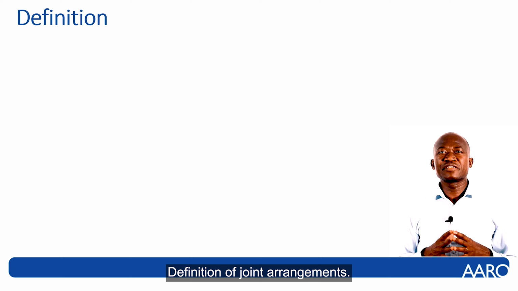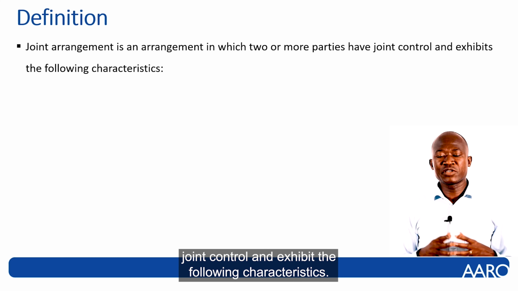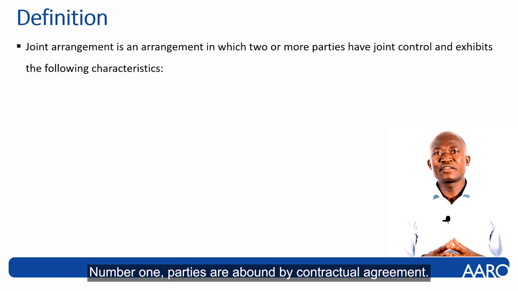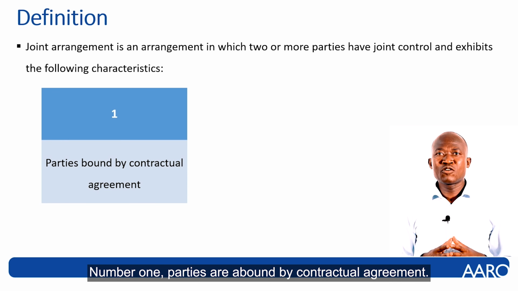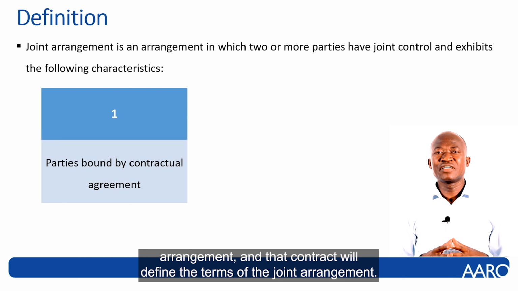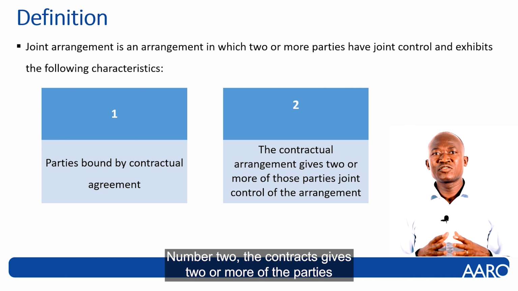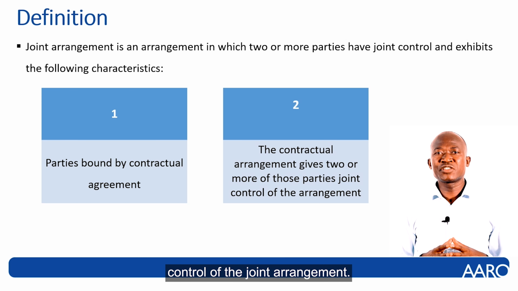Definition of joint arrangements. A joint arrangement is an arrangement in which two or more parties have joint control and exhibit the following characteristics. Number 1, parties are bound by a contractual agreement. So there has to be a contract for you to say that you have a joint arrangement, and that contract will define the terms of the joint arrangement. Number 2, the contract gives two or more of the parties joint control of the arrangement.